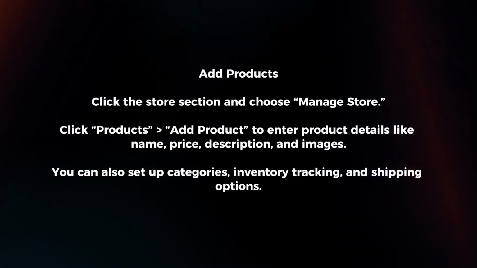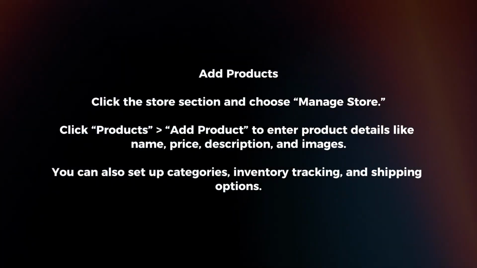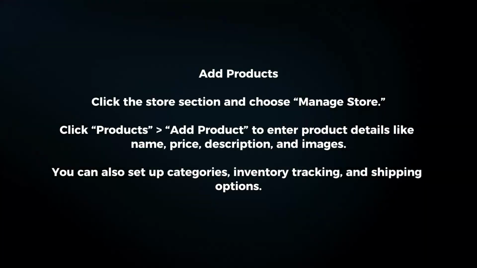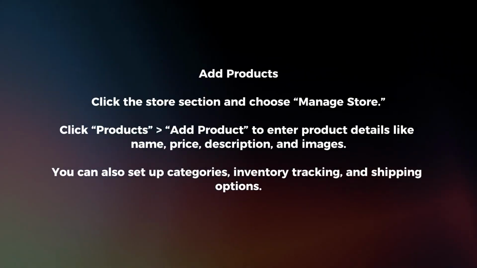Add products. Click the store section and choose Manage Store. Click Products, Add Product to enter product details like name, price, description, and images. You can also set up categories, inventory tracking, and shipping options.